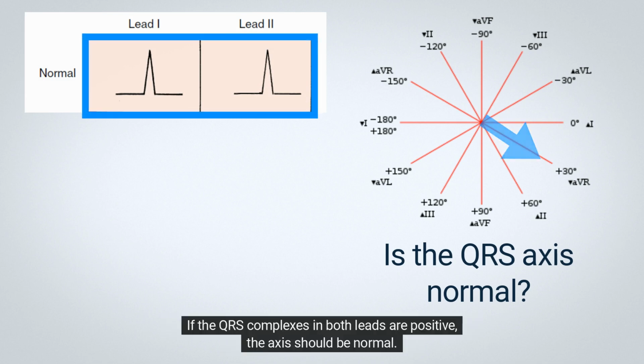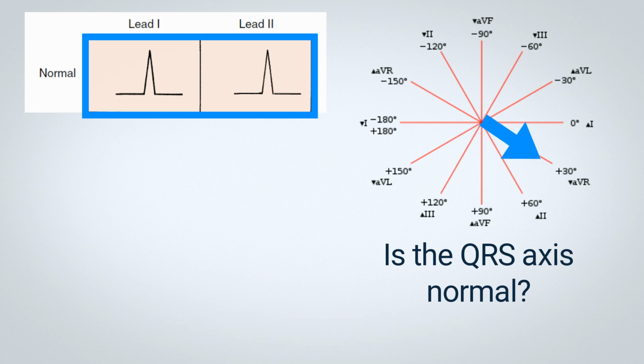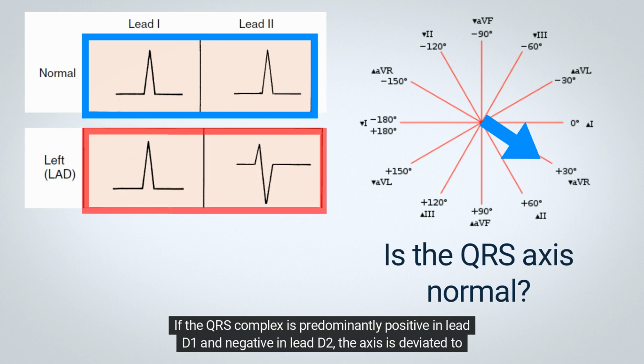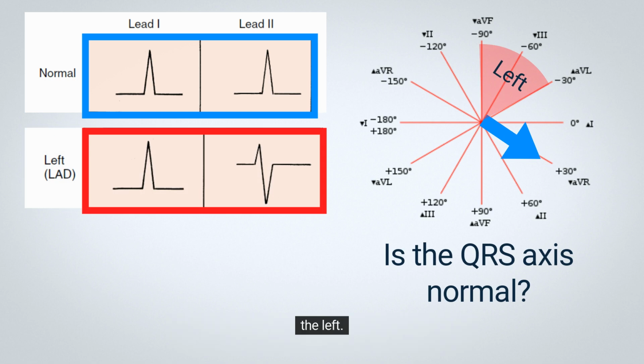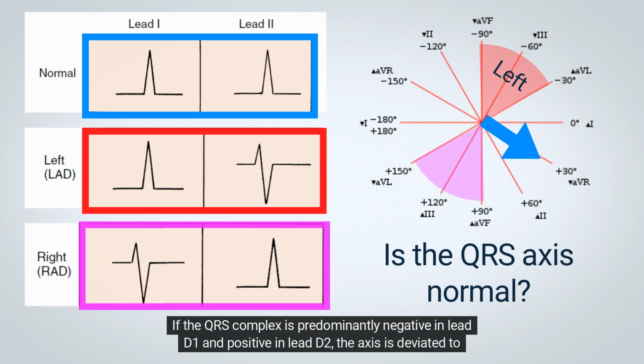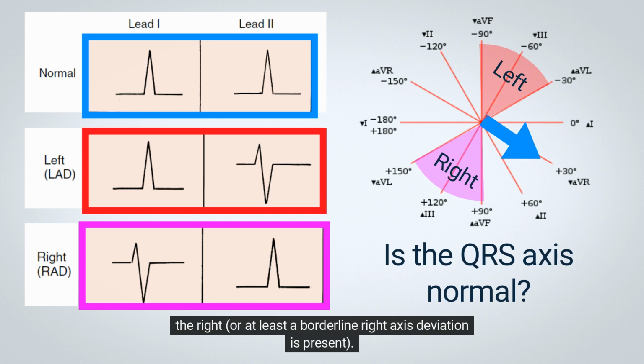If the QRS complexes in both leads are positive, the axis should be normal. If the QRS complex is predominantly positive in lead D1 and negative in lead D2, the axis is deviated to the left. If the QRS complex is predominantly negative in lead D1 and positive in lead D2, the axis is deviated to the right, or at least a borderline right axis deviation is present.